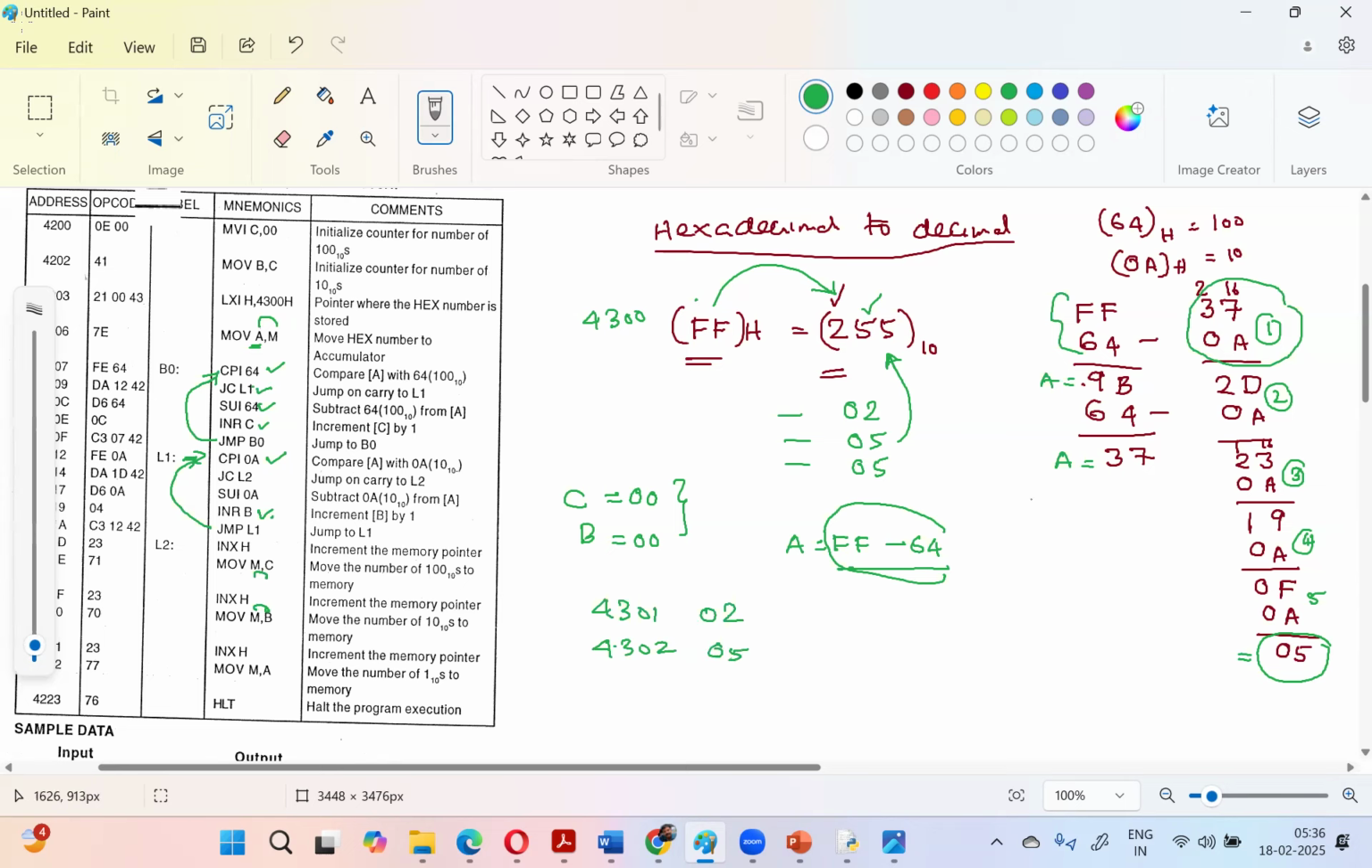So we get 5. This is the B register content. B register one time, two times, three times, incrementing that, four and five. We get the tens digits. Then for 4303, the accumulator holds the remainder. The remainder is 05, and this 05 is moved to this location. We are converting now. That's all.